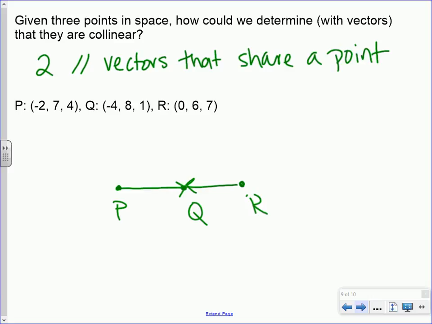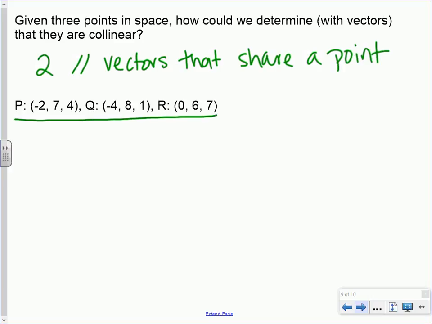Okay, I know Jackson said we can make 3 vectors, and we can, but we only need to actually look at 2 of them. And it doesn't matter which 2 you look at, okay? If you have this vector and this vector, and those 2 are parallel, we're still going to have 1, 2, 3 collinear points. So it doesn't matter which vectors you choose in which order, no matter what, if those points are collinear, you will get parallel vectors. Okay? So here are our 3 points, P, Q, and R.